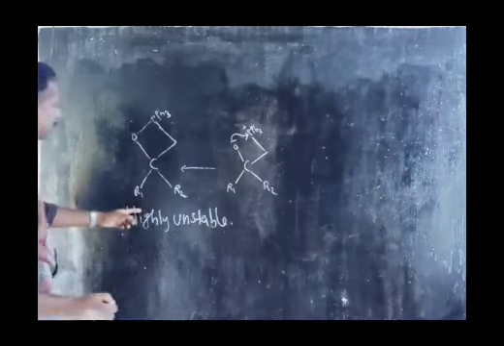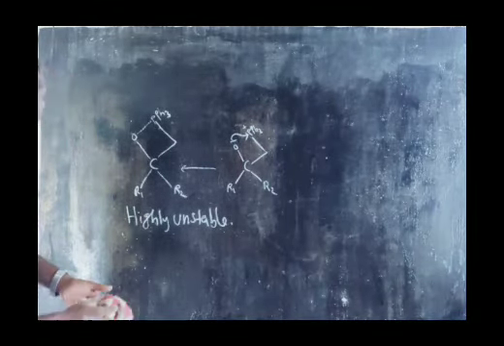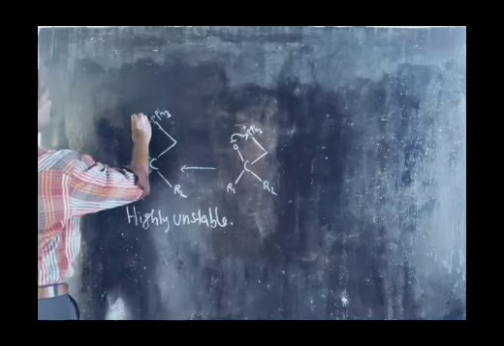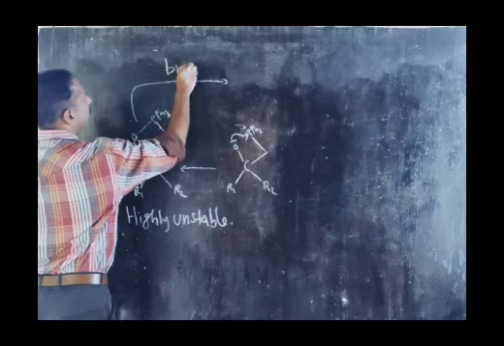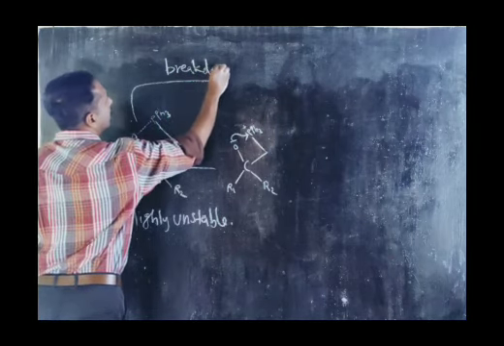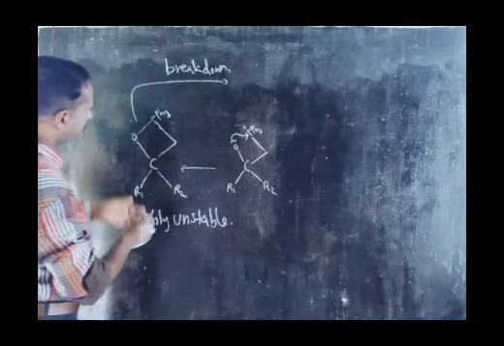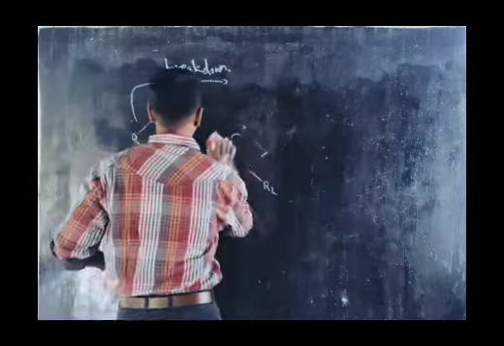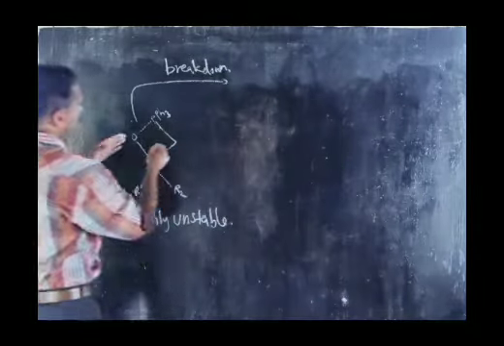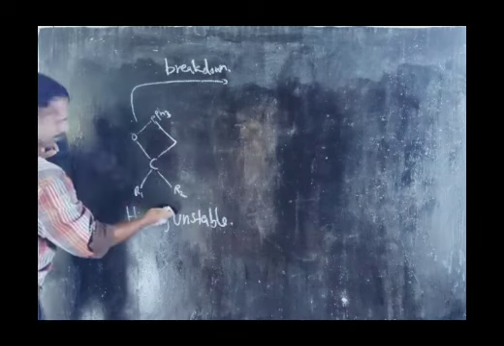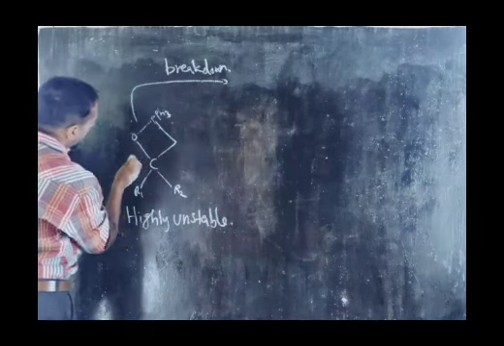So as I told you, this structure is highly unstable. And what will happen? Since this structure is highly unstable, it will immediately undergo breakdown. How is it breaking? You can see that. Look at it here. Since this structure is highly unstable, there is a rearrangement.